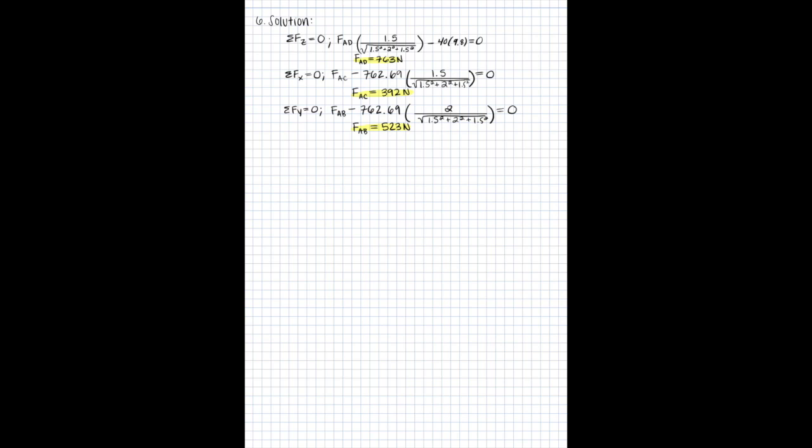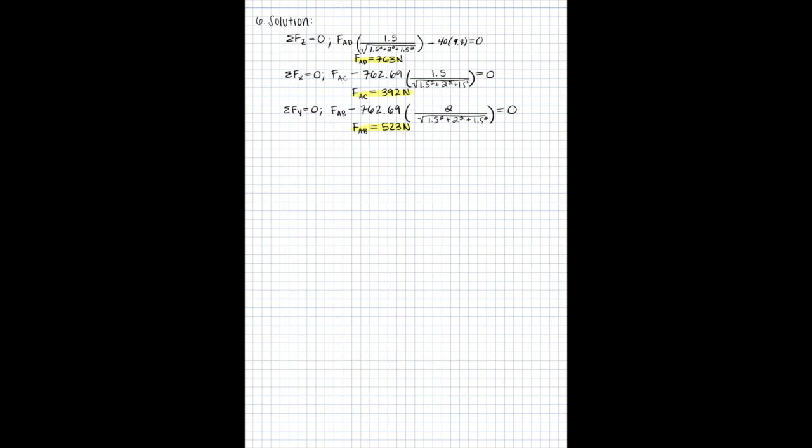So in this case, it would be FAD times 1.5 over the square root of 1.5 squared plus 2 squared plus 1.5 squared, minus 40 times 9.8, and that would result with 763 newtons.